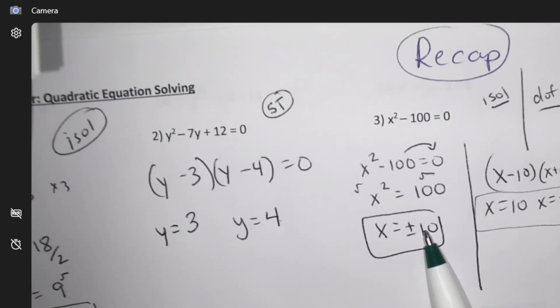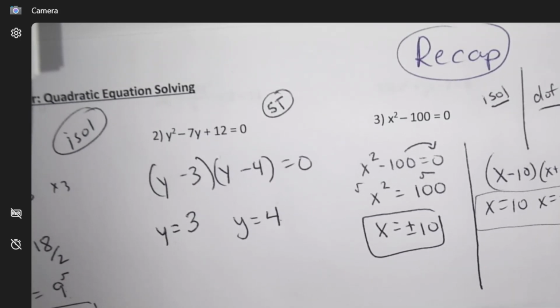Okay, so here was my isolation. I moved the 100 square rooted. And then here's my difference of squares. Obviously, they both have the same answer, right?